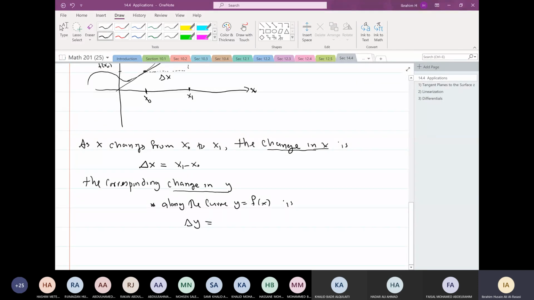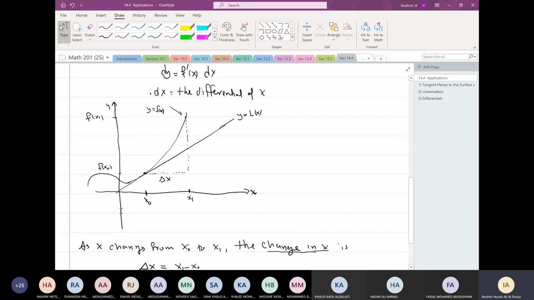Change, delta. The notation is delta, change in y, along the curve. So when I go along the curve from x0 to x1, I am moving along the curve y equals f of x. So I go from f of x0 to f of x1. So what is the change in y? The difference, f of x1 minus f of x0.